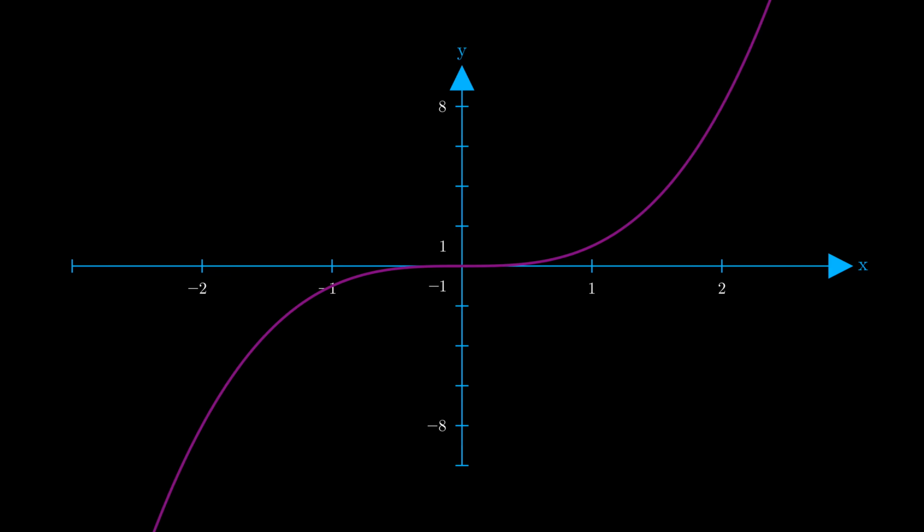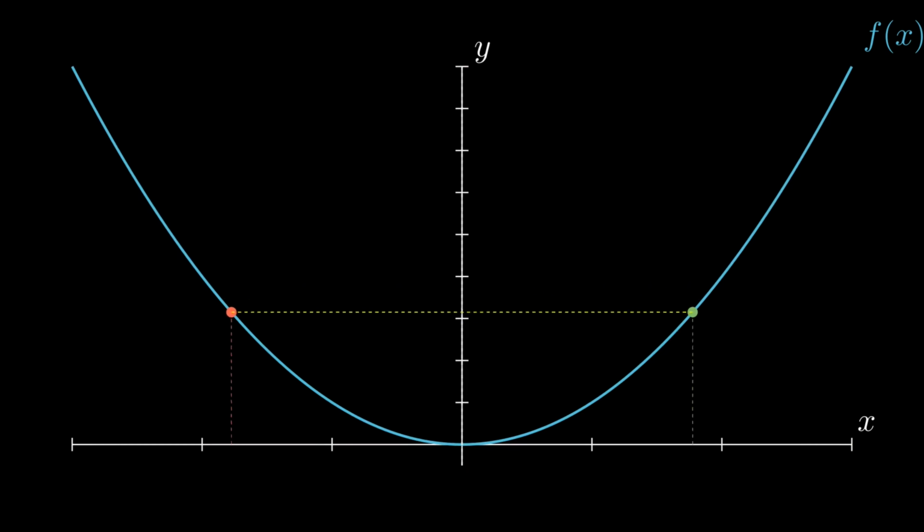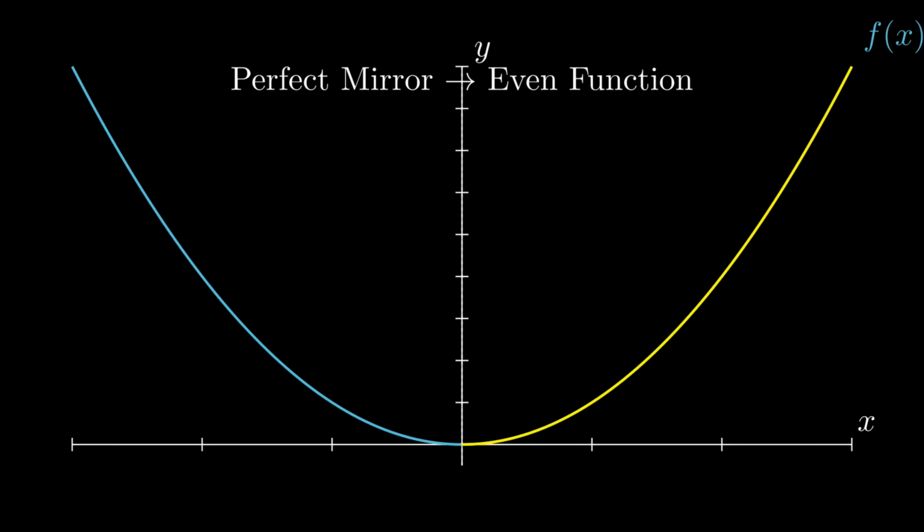So now that we've seen how symmetry looks and feels, let's ask the real question. Can the formula of a function reveal whether it's symmetric? Time to find out. Let's begin with the most classic example of even symmetry, f(x) equals x squared. Let's look at the formula. f of x equals x squared.